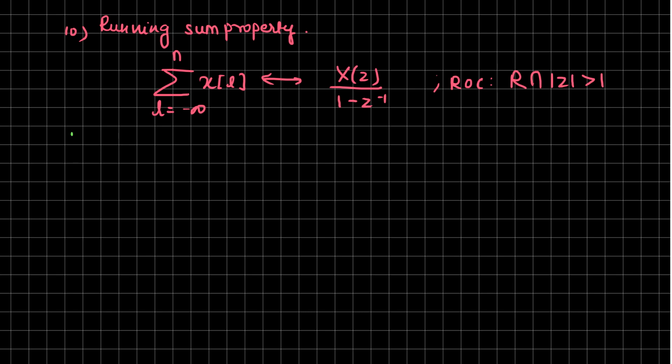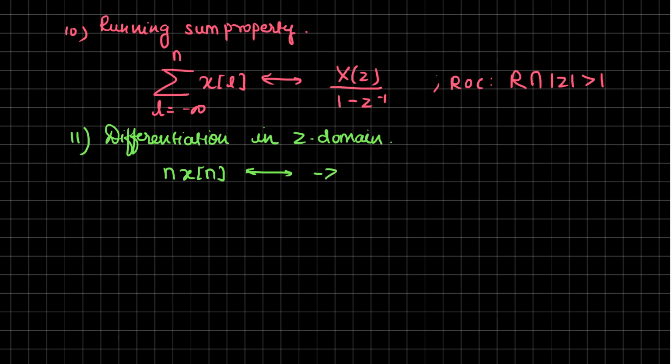The next property is differentiation in z domain. Now suppose I multiply a signal by n, that is we have n into x of n, then its z transform will be given by minus of z into d dz of x of z. Means multiplication by n in the time domain will result into differentiation in the z domain, and the ROC, that is the region of convergence, remains same.